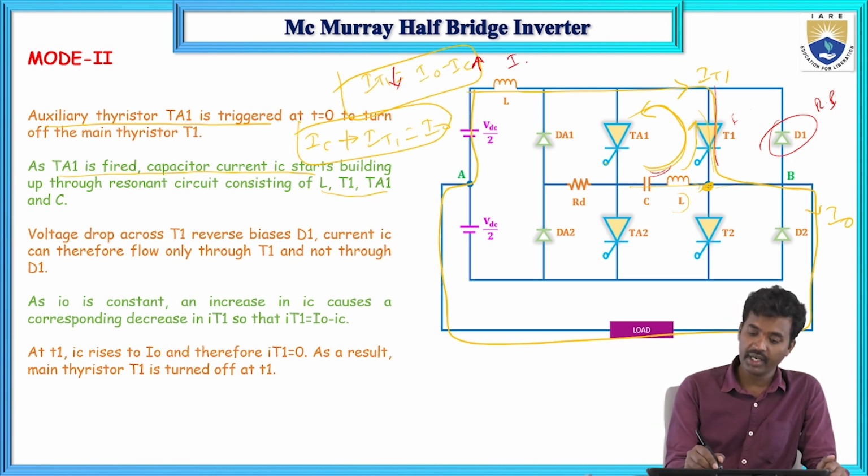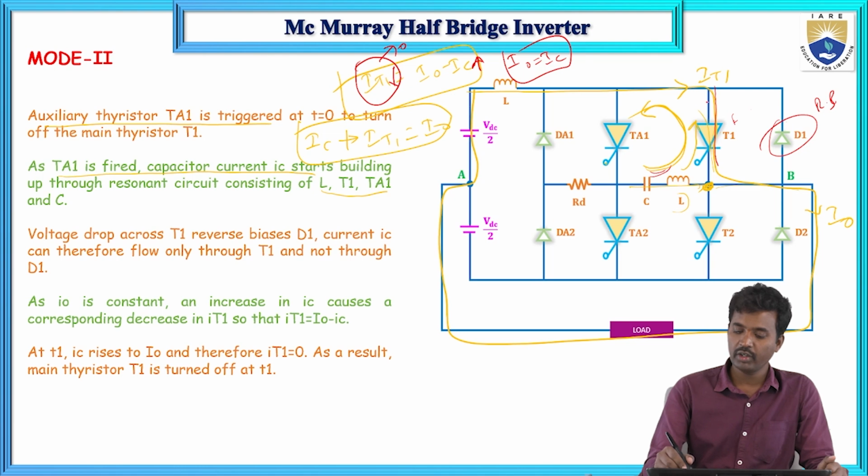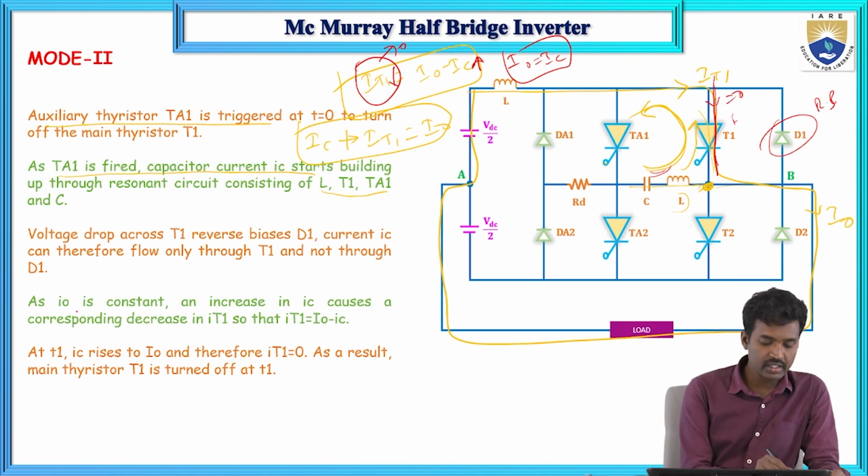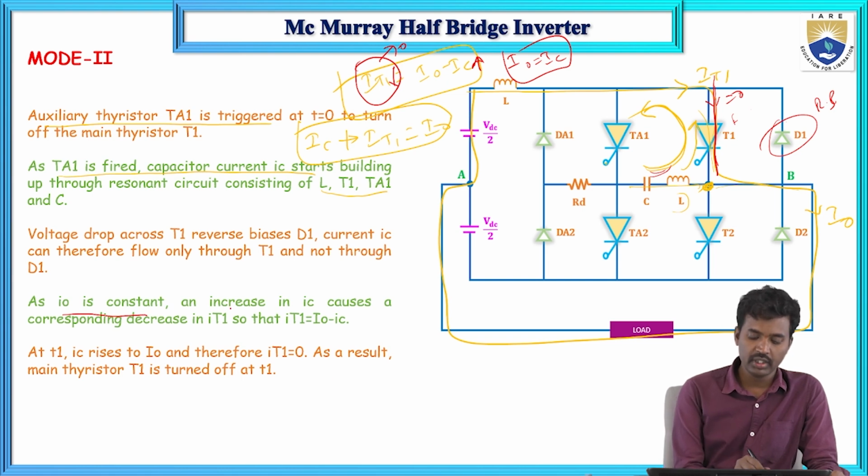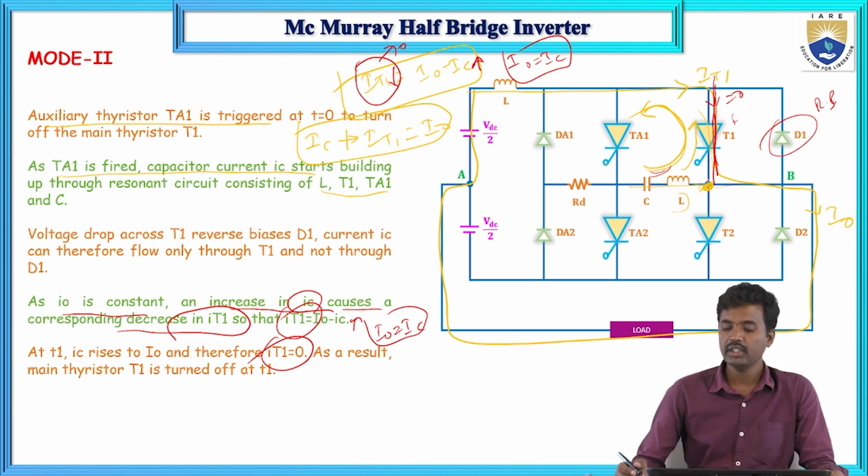I see, when IT1, when I naught equals IC, what happened? So IT1 current will be 0, which means T1 will be turned off. As I naught current is constant, increasing the IC current causes the IT1 current to decrease. So when I naught equals IC, IT1 current will be 0. As a result, T1 will be turned off.